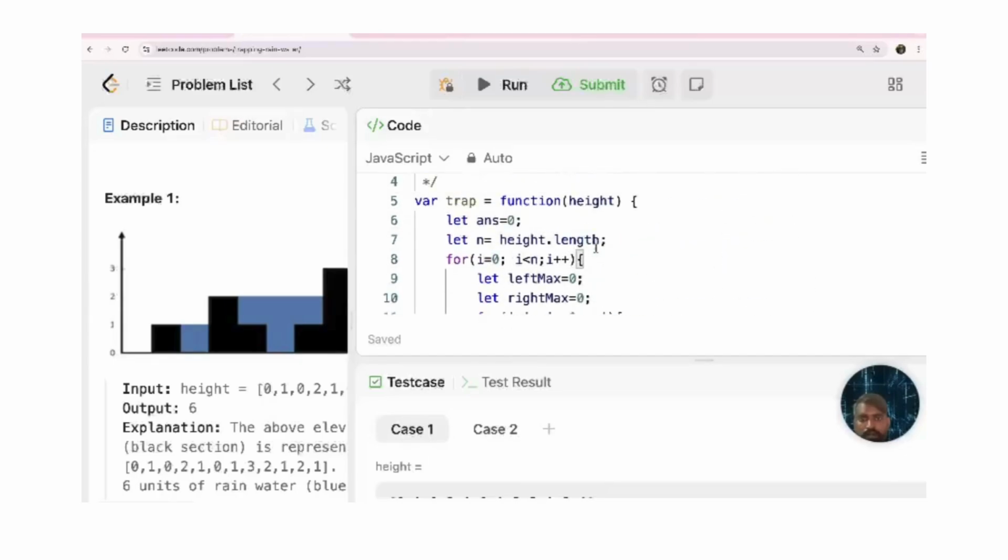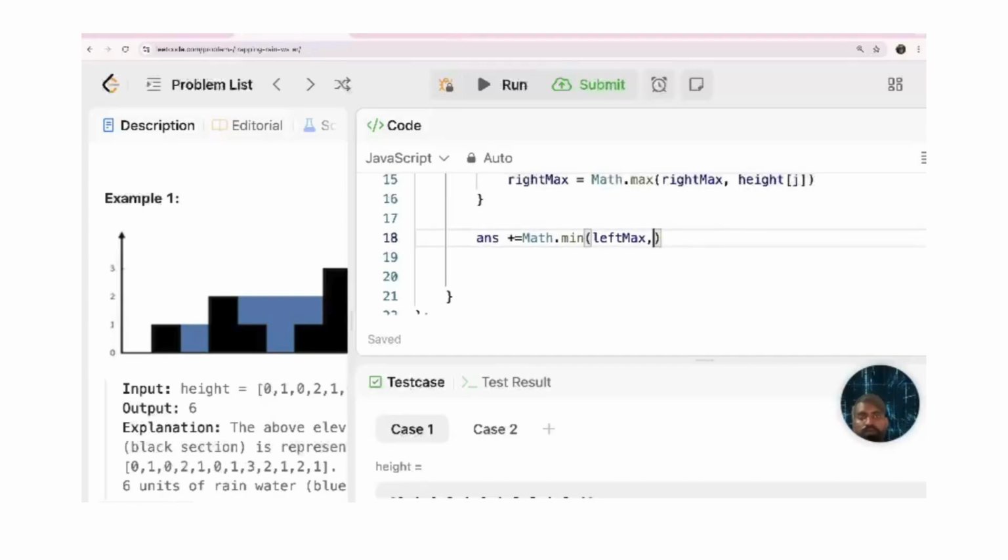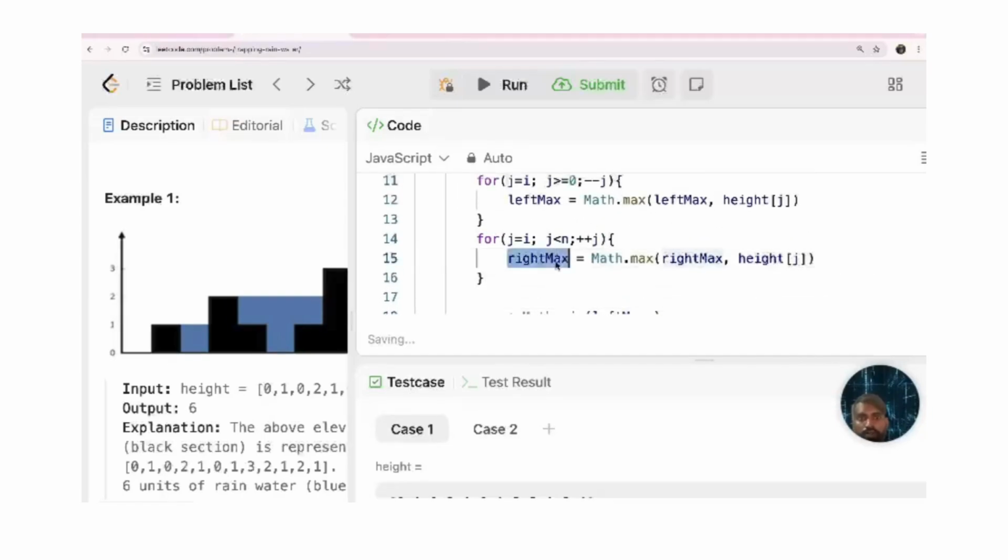Answer is answer plus Math.min, because if we take the max, then it is going to overflow, so that is not correct. So the left max we need to take, and the right max we need to take.